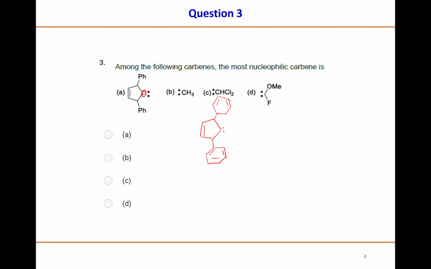Correct? Okay. Now all of you can see that these phenyl rings can pull electron density, because this is not in resonance with this one. Correct?